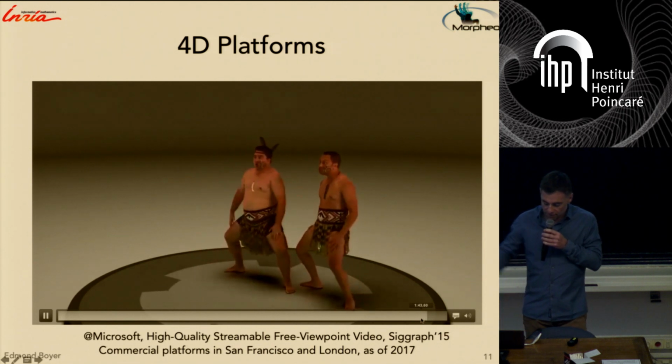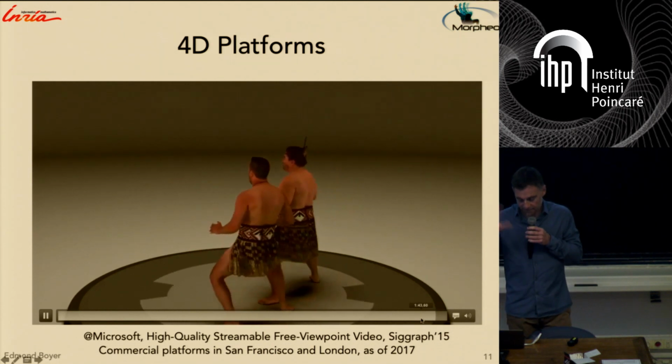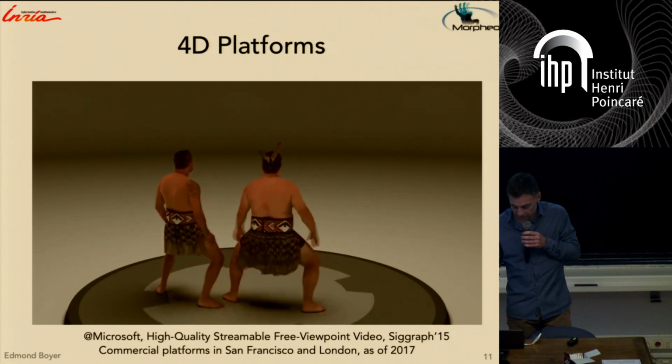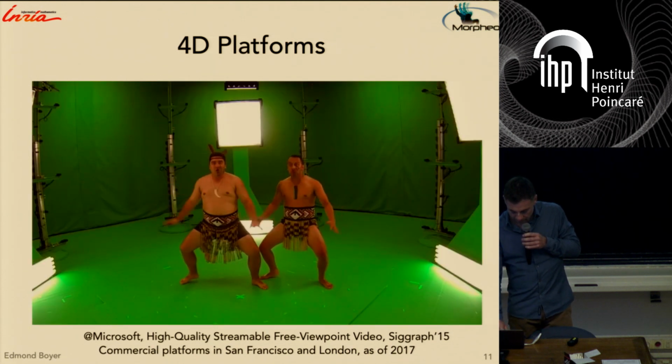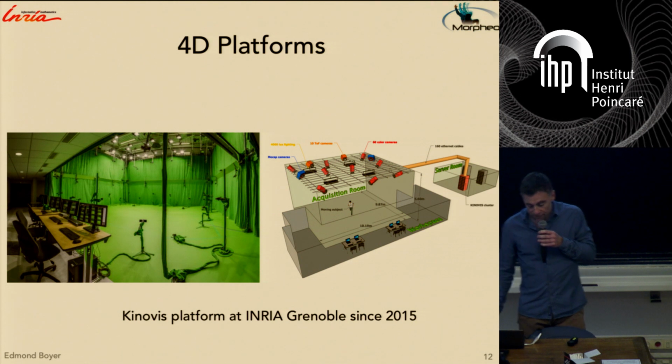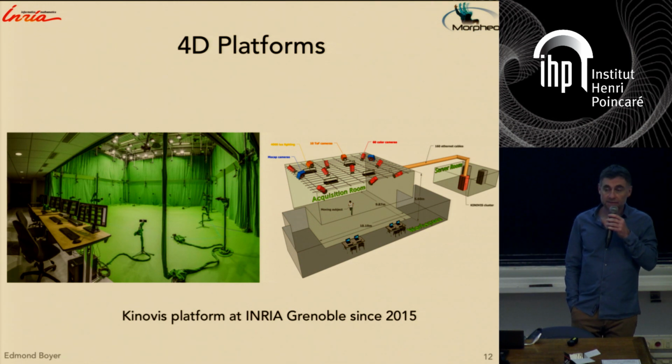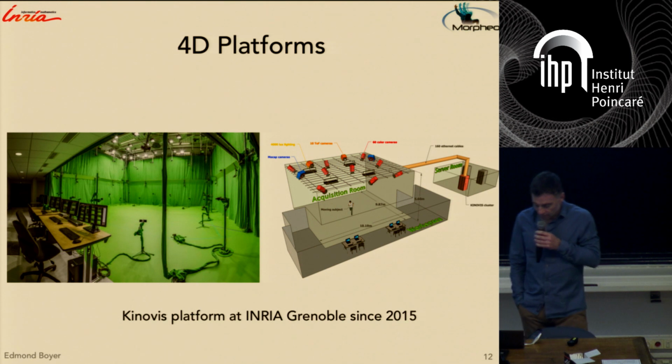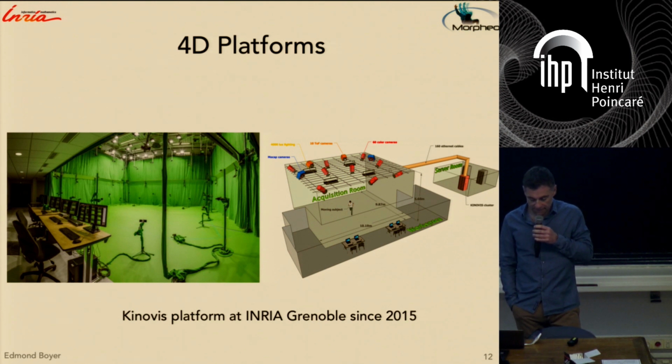Over which you can obviously again map the appearance information, which is the color information. We also have a platform at INRIA Grenoble called the Kinovis platform since 2015. It was an Equipex project, funded by the French government, and it's a pretty big platform. It's equipped with 68 color cameras.